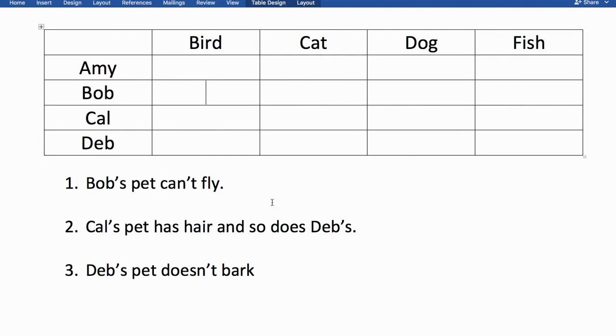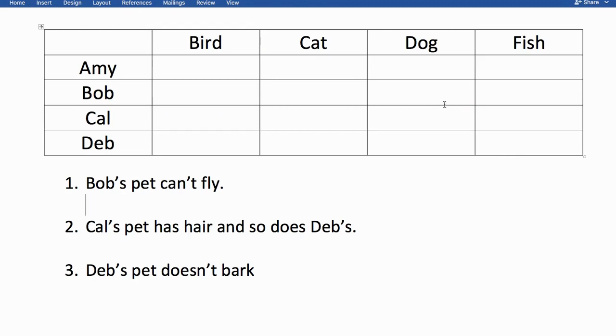What we have here is a very simple 2x2 logic puzzle where we have these 4 people, Amy, Bob, Cal, and Deb. We must figure out which one of these owns the bird, which owns the cat, which owns the dog, and which owns the fish. The way that logic puzzles work is if we figure out that Amy owns the fish, then that means that Bob, Cal, and Deb cannot own the fish. So those can be eliminated.